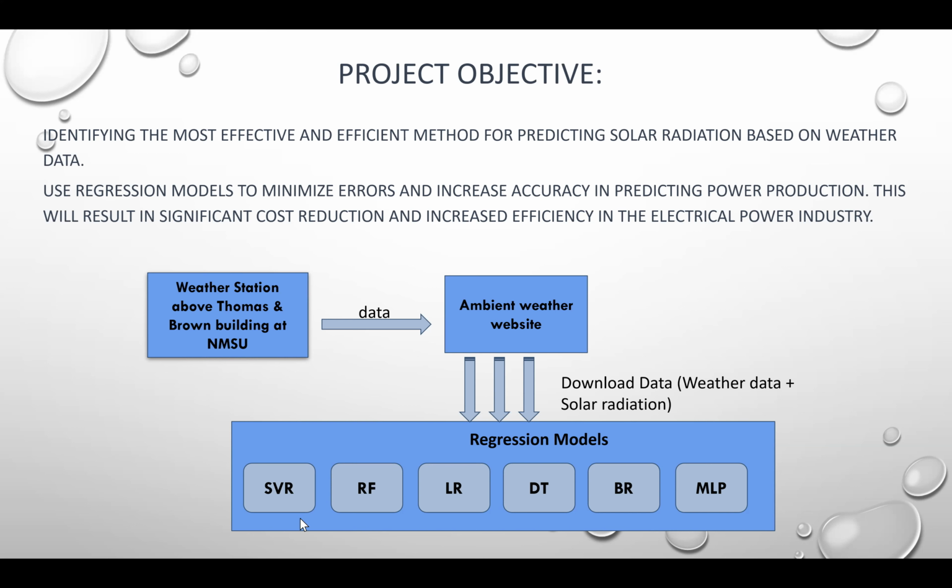So these are the different regression models that we are going to be using: support vector regression, random forest, linear regression, decision tree regression, Bayesian ridge regression, neural network multi-layer perceptron regression, and also convolutional neural network.